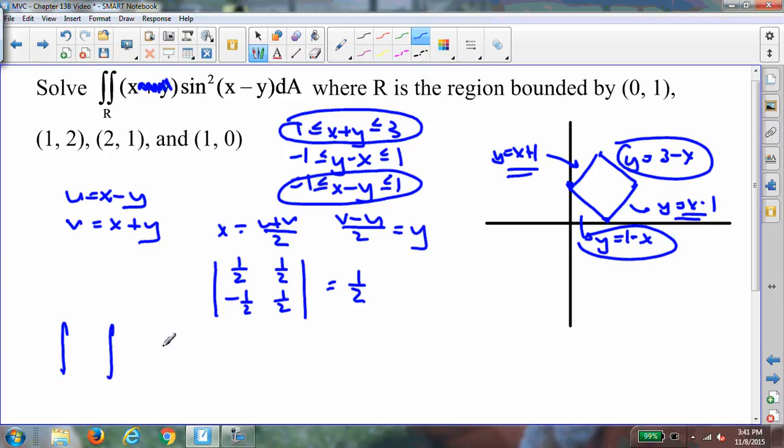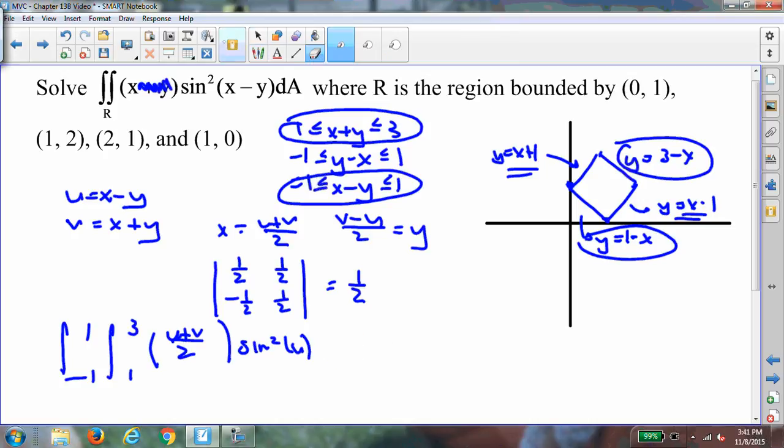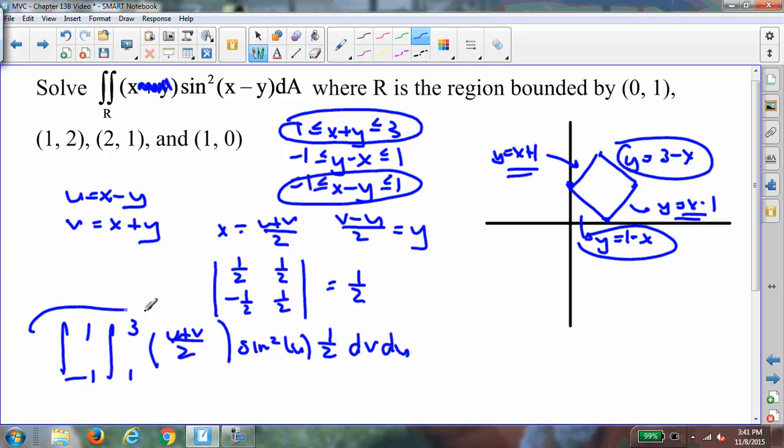In place of x, I'm going to put in (u plus v) over 2, sine squared u, and then I'll write dv du. V is the x plus y, so v goes from 1 to 3, and then u goes from negative 1 to 1. Oops, I forgot to put my Jacobian in. So before I write the dv du, let me write in my absolute value of the Jacobian, which is 1/2, and there's my dv du. So v goes from 1 to 3, and u goes from negative 1 to 1. So that would be the setup using the Jacobian.